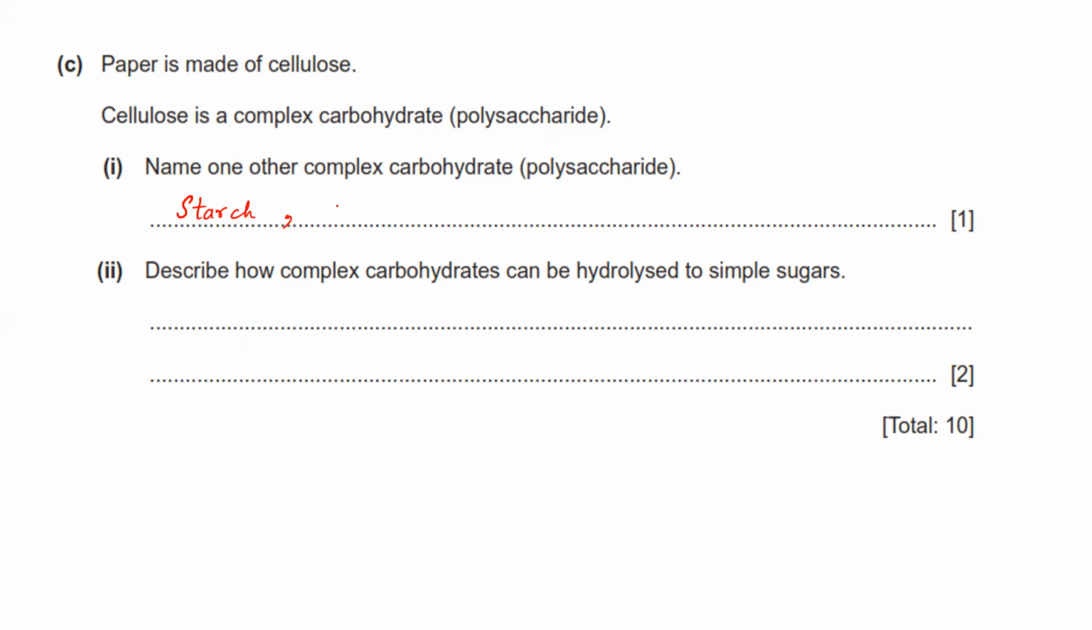You can also write glycogen. Also go with galactogen. Also go with chitin. So these are all forms of complex carbohydrates or polysaccharides. Okay, then part 2: describe how complex carbohydrates can be hydrolyzed to simple sugars. Okay, so this is for 2 points.